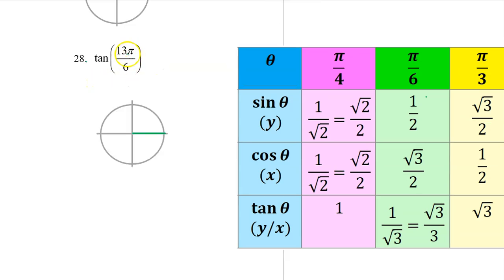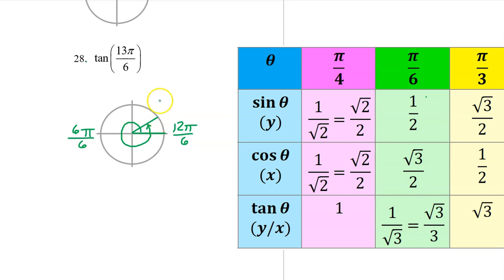I'm going to demonstrate the location of 13 pi over 6 in two ways. First of all, pi is right here, and we can think of it as 6 pi over 6. We can think of 2 pi as 12 pi over 6. Therefore, if we go all the way around and to here, so far we have gone 12 pi over 6. 13 pi over 6 will be 1 pi over 6 past this. So that's going to put it right here in the first quadrant.